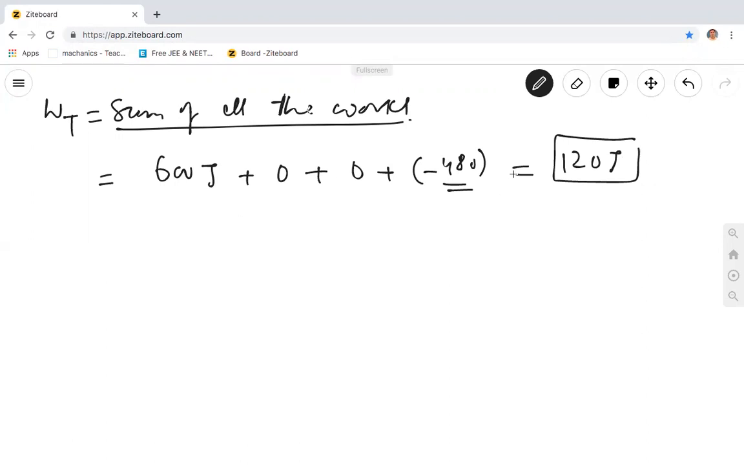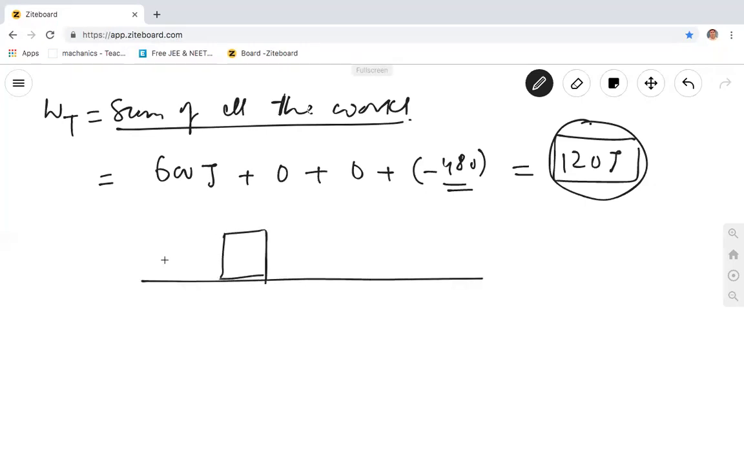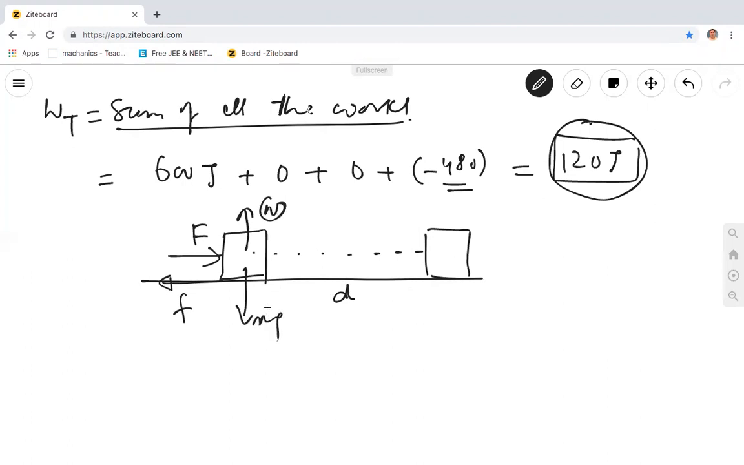Should I tell you how to find the total work done directly? Yes, please. Okay, see here. This is the object. This is the force. This is the frictional force. This moves up to here, and it is the distance d. This is the normal reaction. This is mg. These two will not do any work.